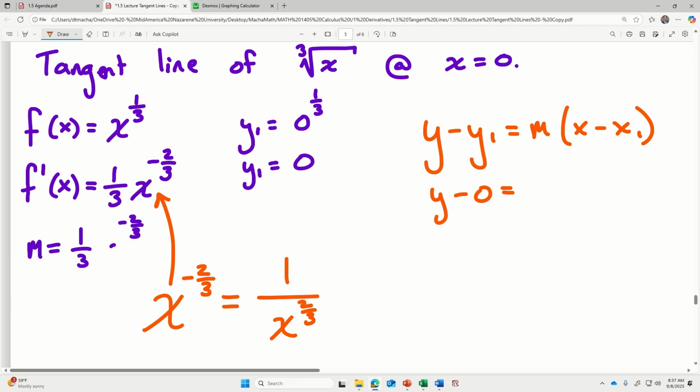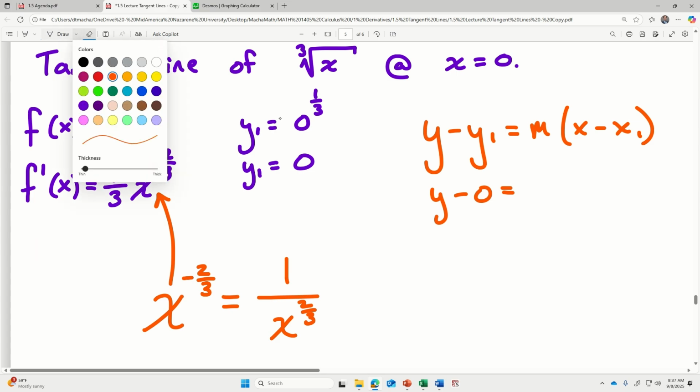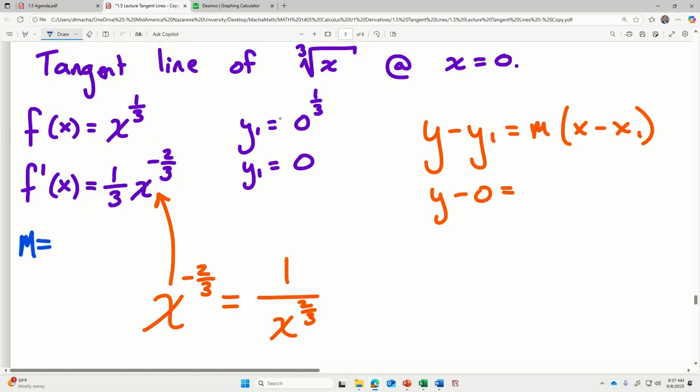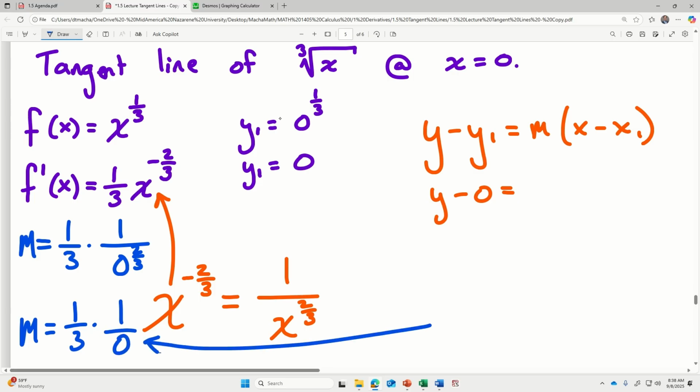Now, if I write it like that, it becomes more obvious what the problem is. Now we can understand what's happening. We say the slope is going to be 1/3 times 1 divided by 0 to the power 2/3. Okay? And so now, what is 0 to the power 2/3? 0.